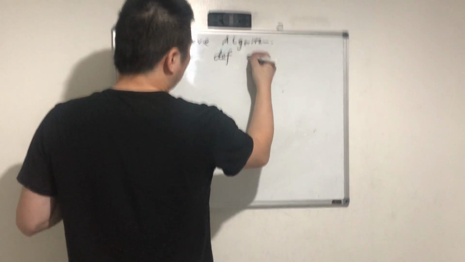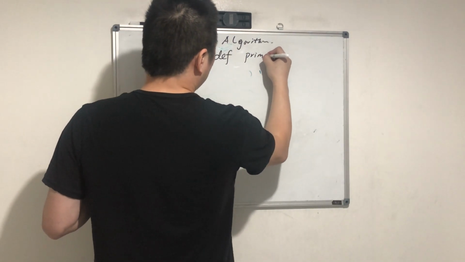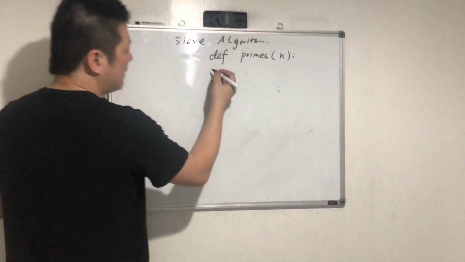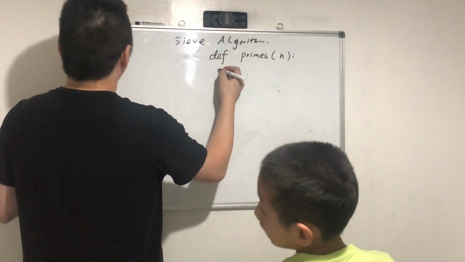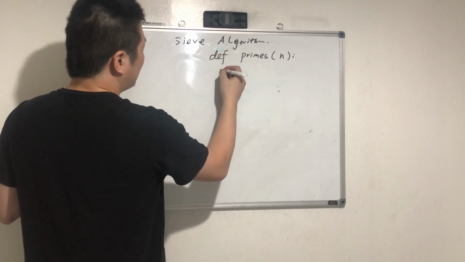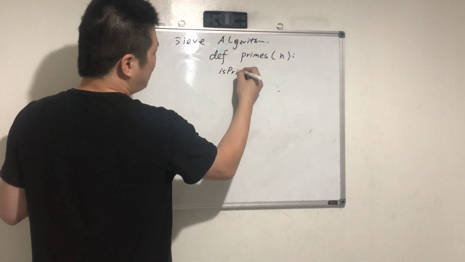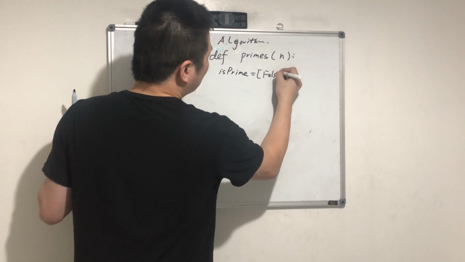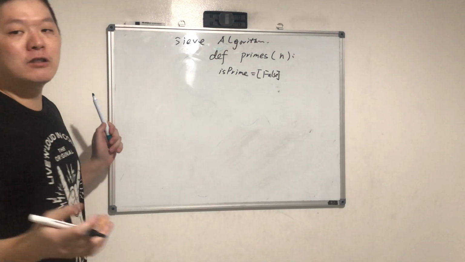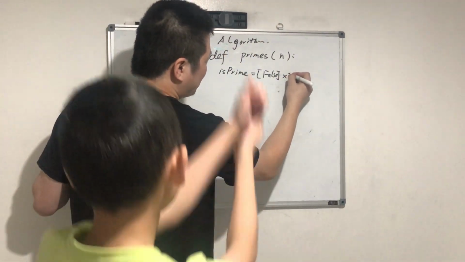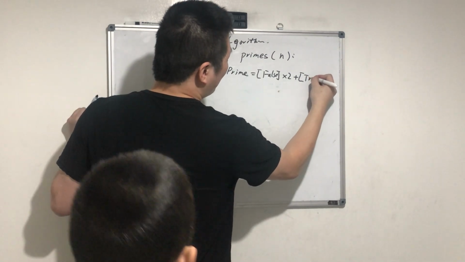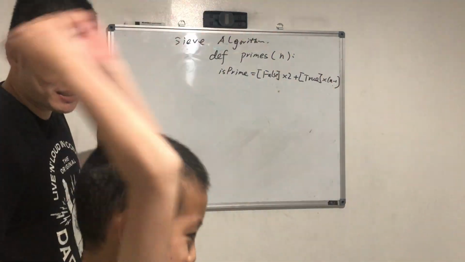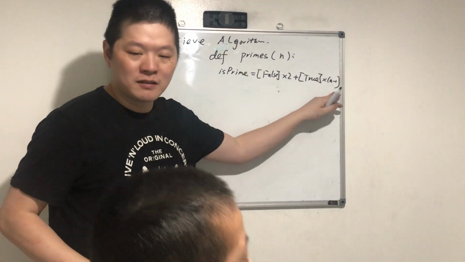Define primes, with parameter n. Now, look, Eric. Let's say the isPrime array equals, at the beginning, false for 0 and 1. 0 and 1 are not prime numbers, so I times 2. And plus all the others, let's say they are all prime numbers: true times n minus 1. So all together it will be n plus 1 numbers. Am I right? 0 to n will be n plus 1 numbers.